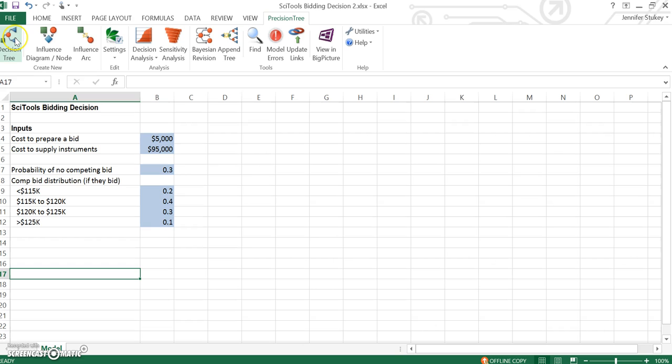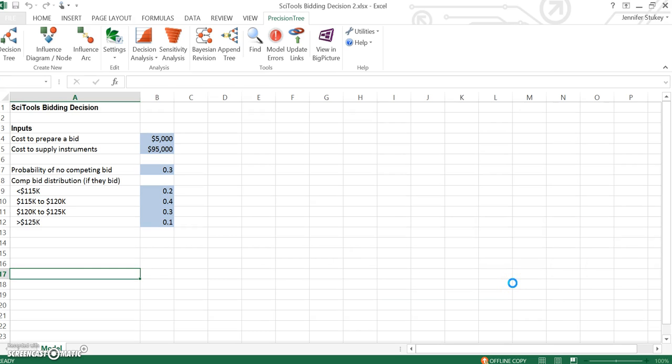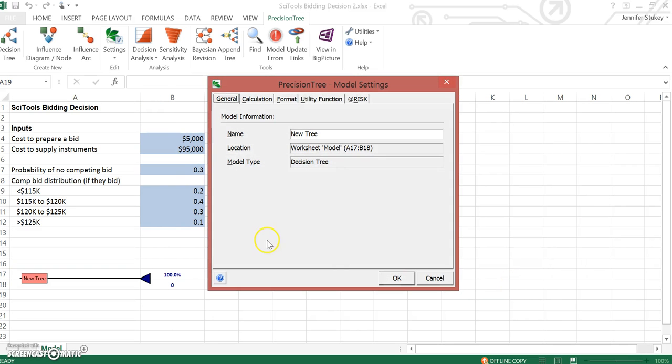Okay. So now I'm going to click on Decision Tree. And yes, it can go in cell A17. Push OK. And we are going to name the sheet SciTools bidding.